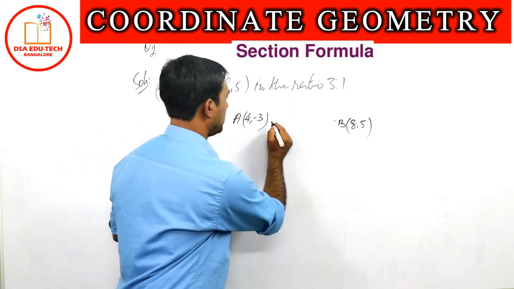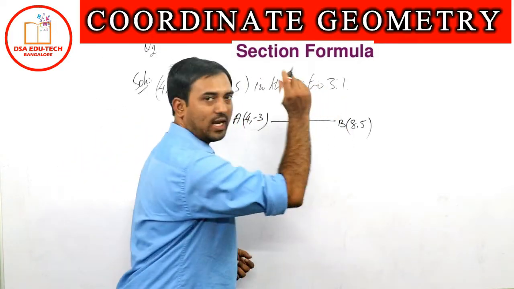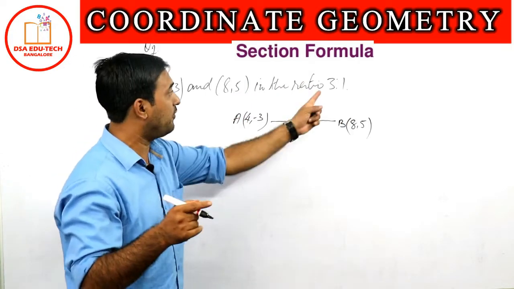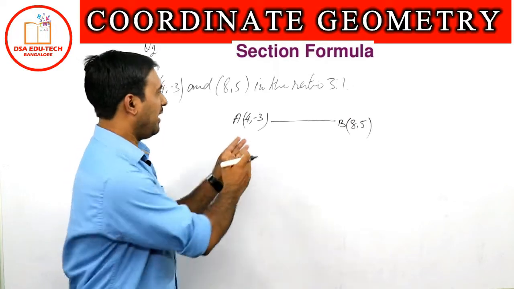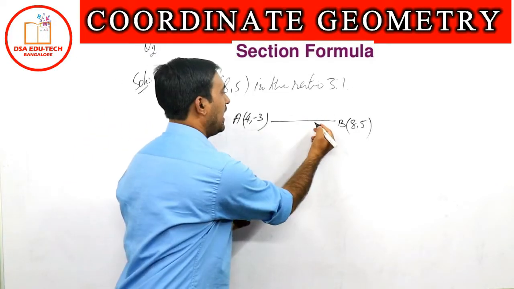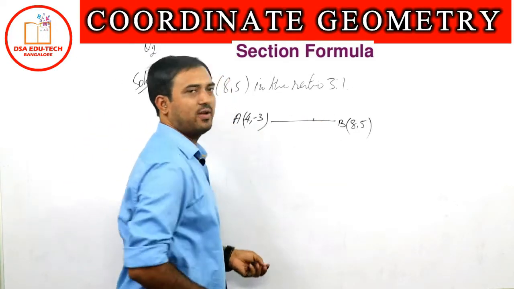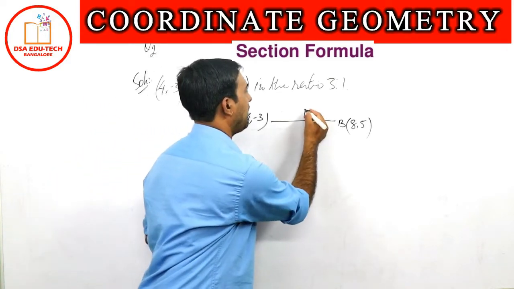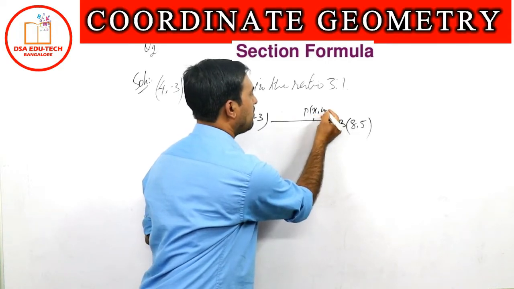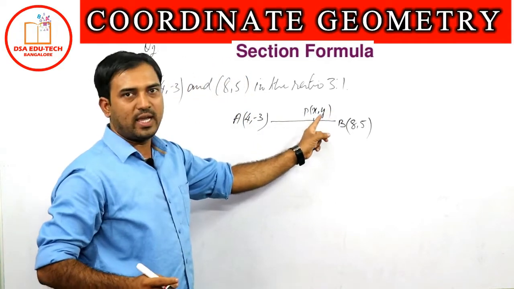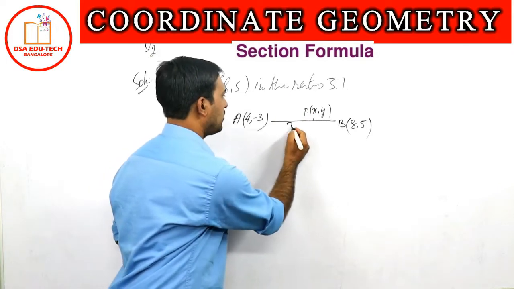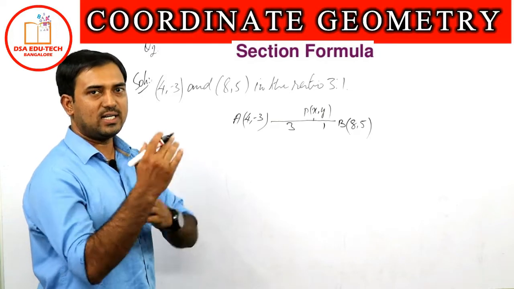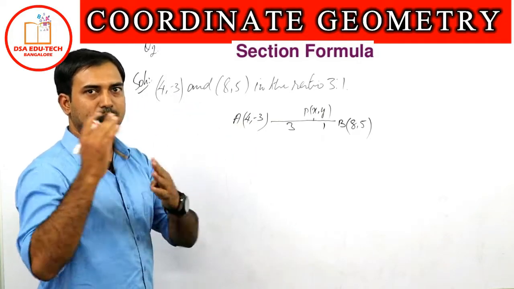Let me join these points. I got a line now. Now I am dividing this line in the ratio of 3:1. So we cannot measure, I'll take it approximately. Let the point which is dividing the line be somewhere here, and I'll give the name P of x comma y. That is the coordinate of x comma y. The ratio is 3:1. Now it would be easy to understand and solve, isn't it, than the previous one.